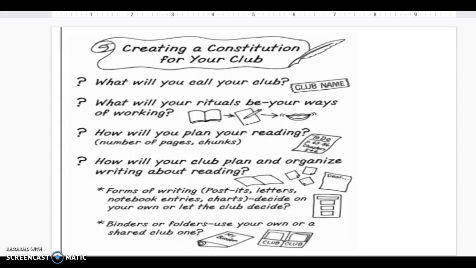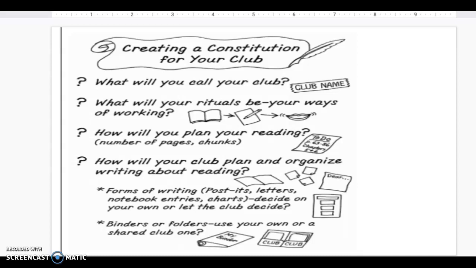Here's a way of creating a constitution for your club, a set of rules or regulations or things that you want to establish with your club. These are suggestions. What will you call your club? Find a name. What will your rituals be? What will your ways of working be? Would you read first, then jot notes down, then discuss it, or the other way around? You have to work this out with your clubs.